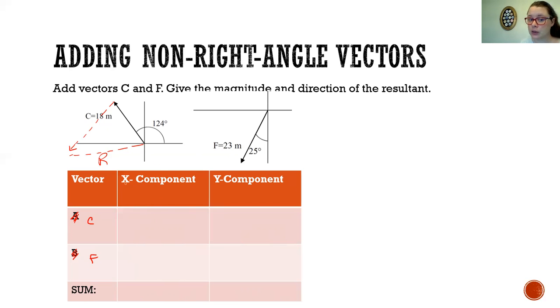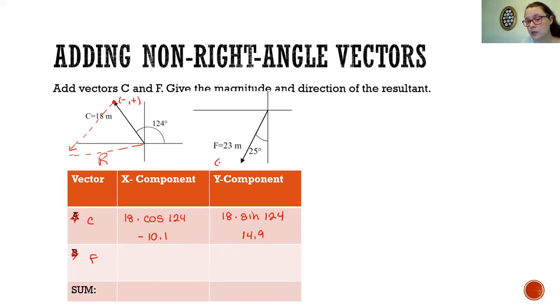So for vector C, we're going to start with 18 times, x goes with cosine, the cosine of 124, and then 18 times the sine of 124. If you calculate those, you're going to get negative 10.1. Well, this vector here, it is pointing in the negative x and positive y direction, so that makes sense. And then we get 14.9 for our y direction, positive y.